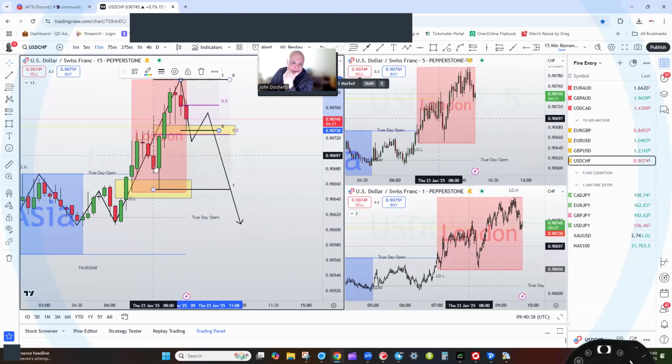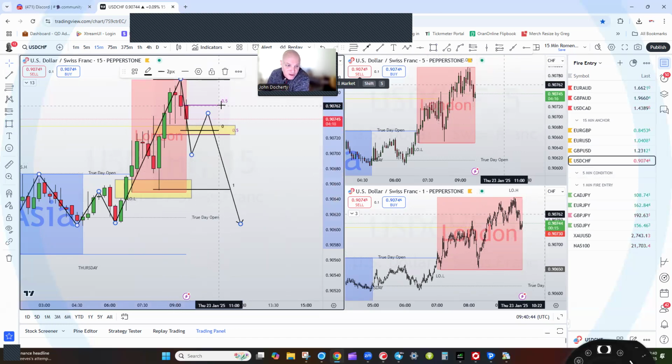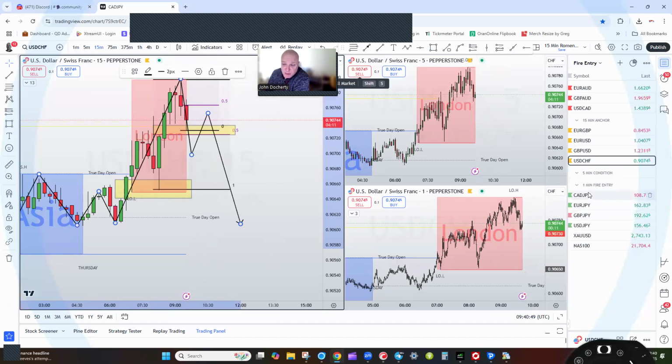Possibly touch down into this order block here. To be fair, I would possibly like it to come down to touch into here, then a retrace up, if that makes sense, because then it's given us the displacement volume. Again, you know the CAD JPY, you know that went to 2%.